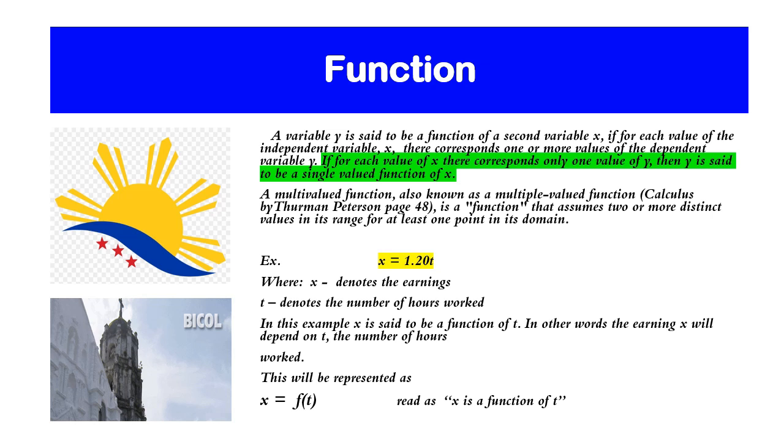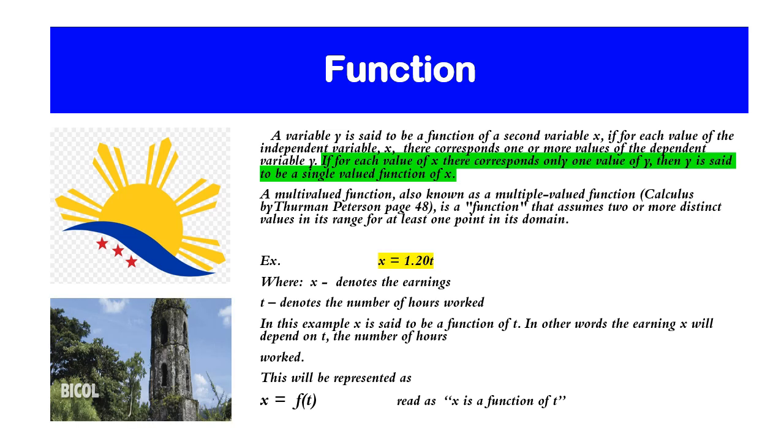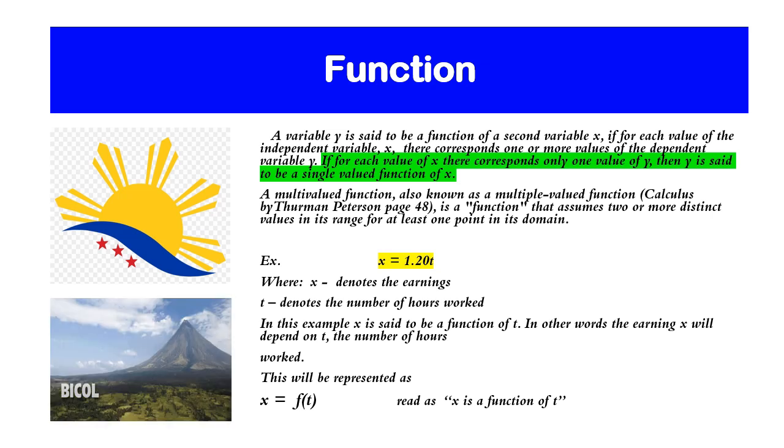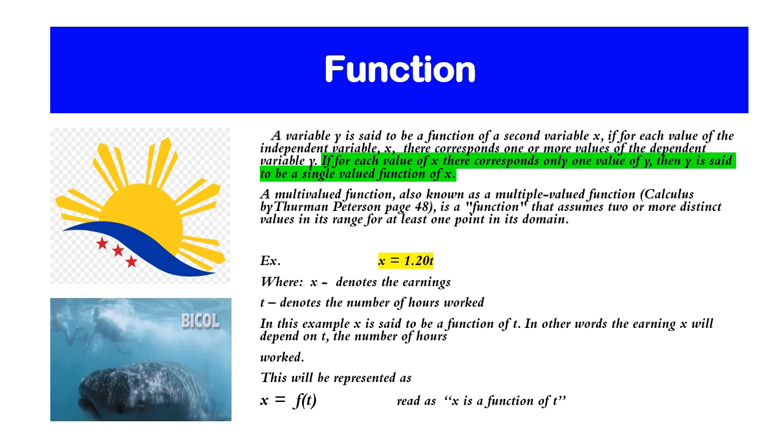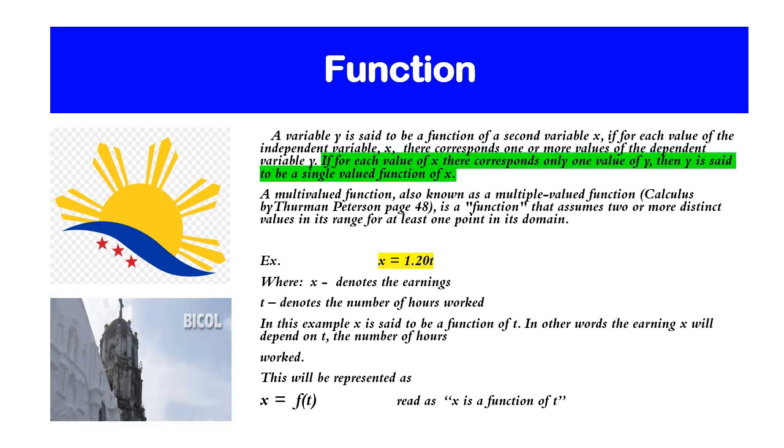Example, x is equal to 1.2t, wherein x denotes the earnings. T denotes the number of hours worked. In this example, x is said to be a function of t. In other words, the earning x will depend on t, or the number of hours worked.